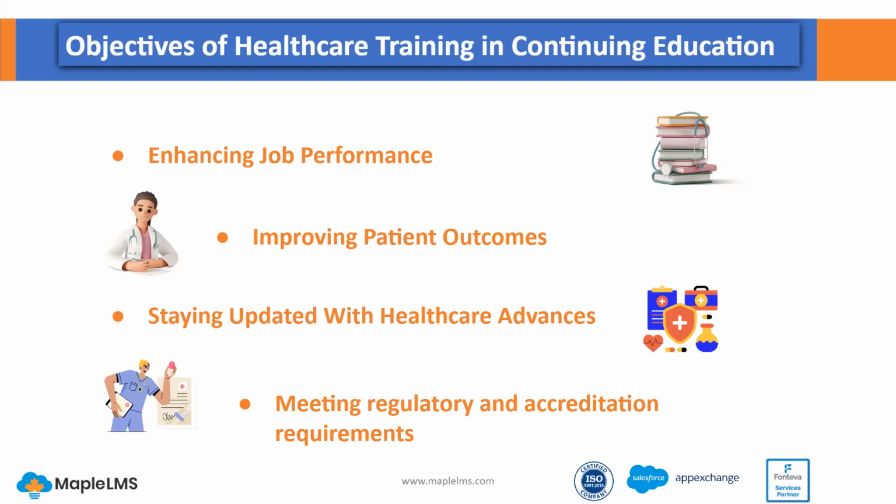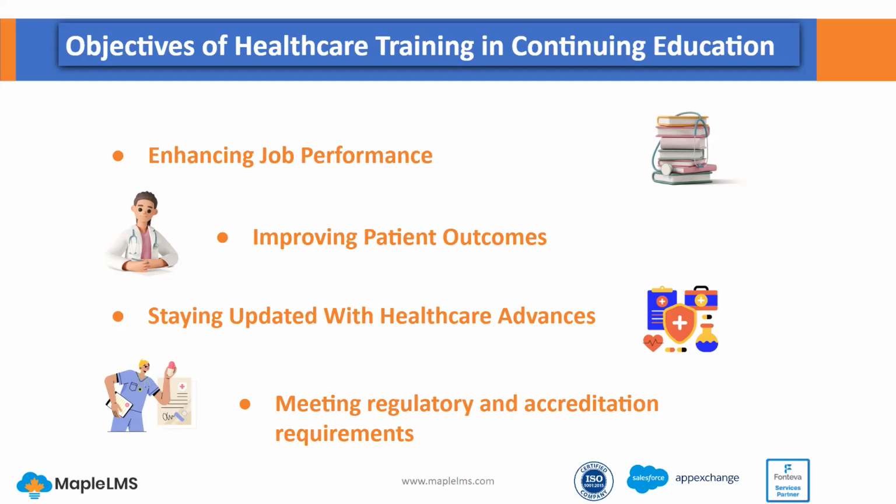Also, improving patient outcomes is definitely a big objective, and it's one of the primary goals for healthcare training in continuing education, and that is to improve the patient outcome. This objective is crucial for healthcare organizations to provide the best possible care to their patients. And then healthcare professionals need to stay up to date with the latest advancements in medical technology, research, and practices to provide the best possible care to their patients.